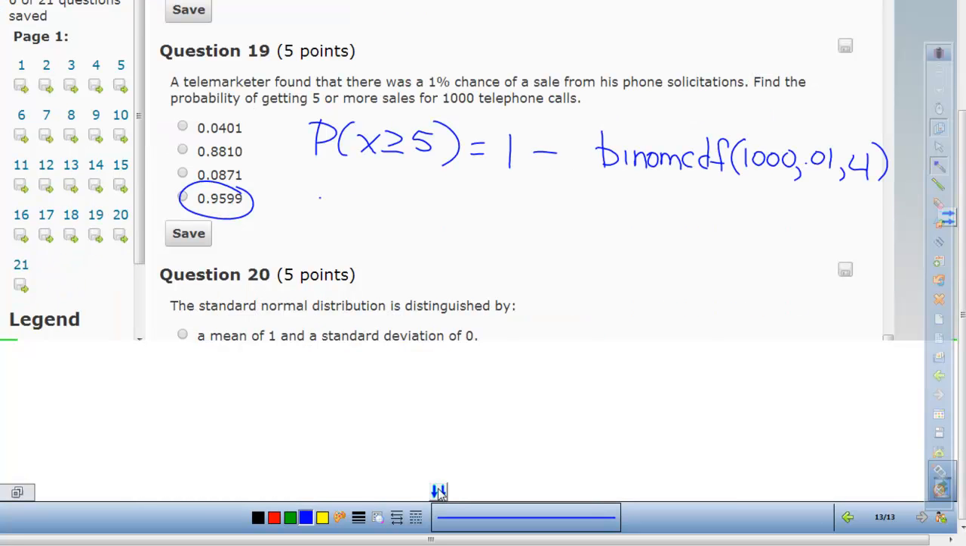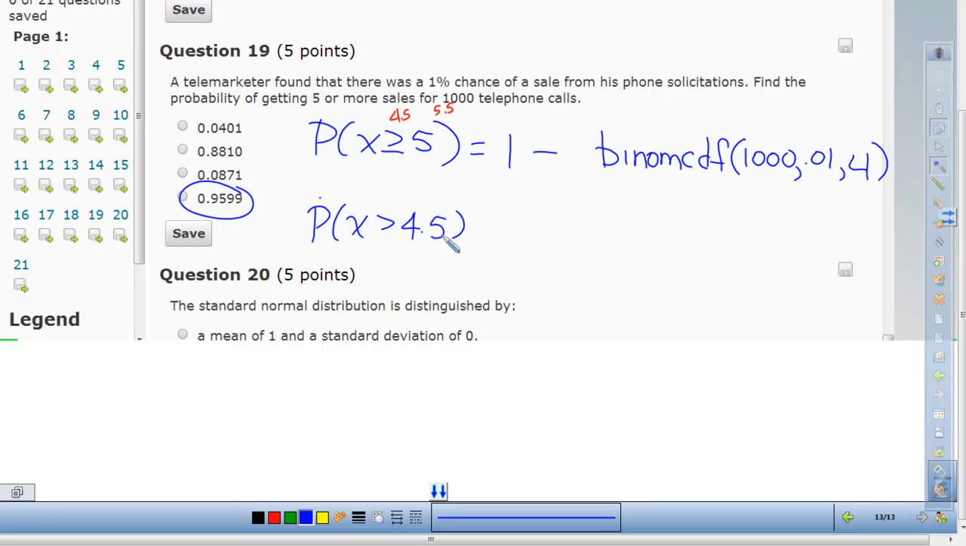We were interested in greater than or equal to 5. I represent 5 by saying 4.5 to 5.5, and in this case it is included. So we're interested in the probability that X is greater than what? 4.5. That's our correction for continuity.